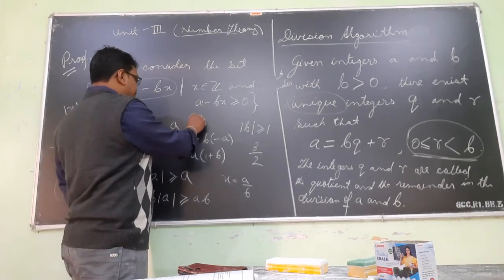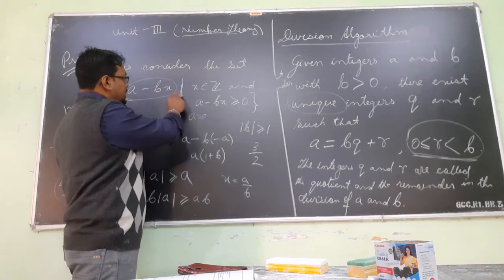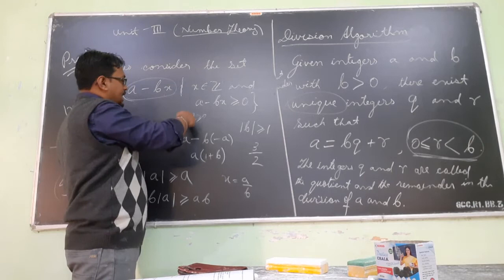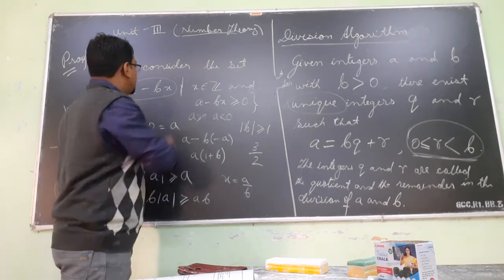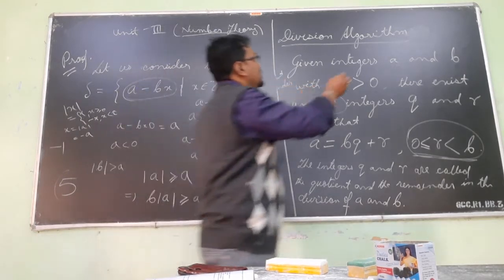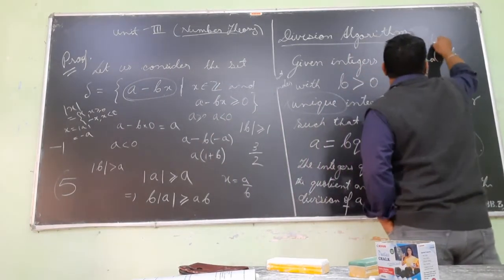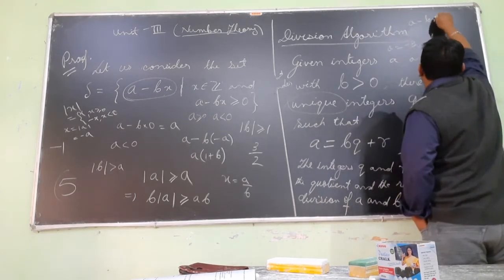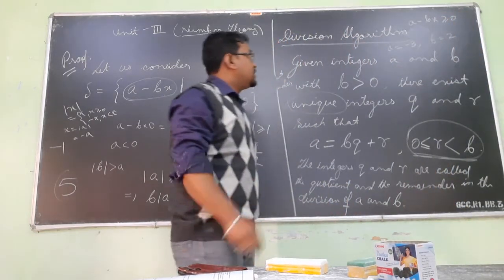If A is positive, we can take x equal to 0, no problem. If A is greater than or equal to 0, then x equal to 0 will work. This A is an element inside this set. If A is negative, what element should I take? You try with some values. Suppose I take A is minus 3 and B is 2. Then for which value of x will A minus Bx be greater than or equal to 0? Just try to think like that.